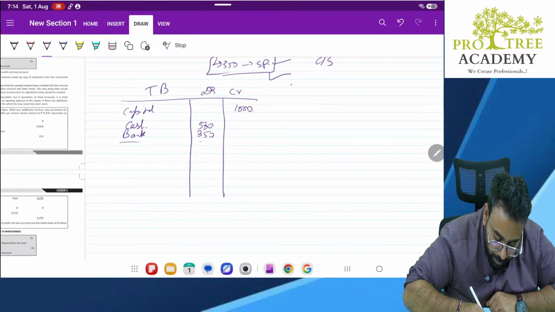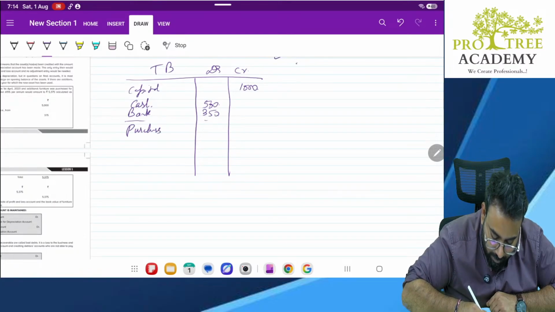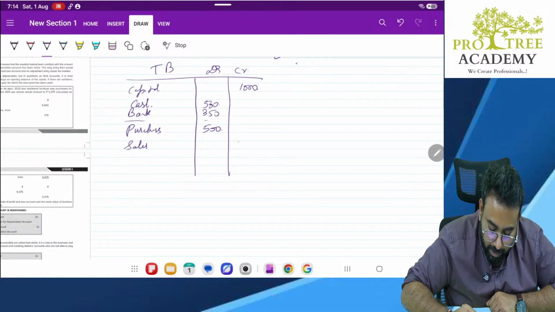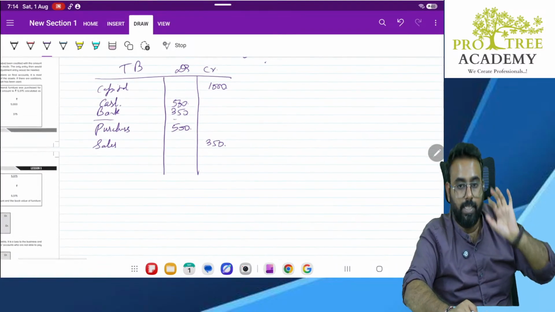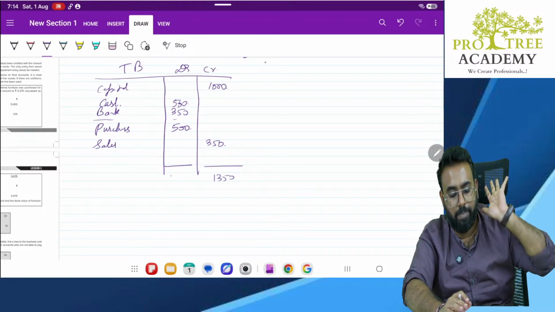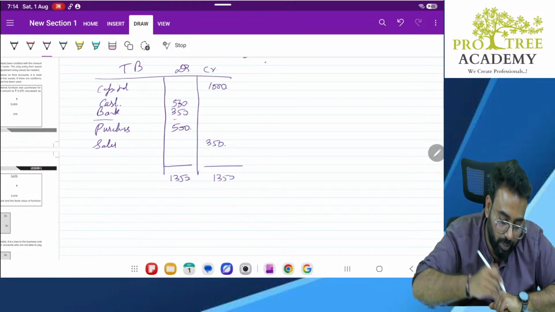Now, purchases is how much? How much did we purchase? 500. Sales 350, sir. Then is closing stock there? Yes, sir. Understand? Tally the trial balance. 1350, 1350. Only this much transaction has happened, correct? Sir, we are not showing closing stock, sir. Correct. We are not showing closing stock.